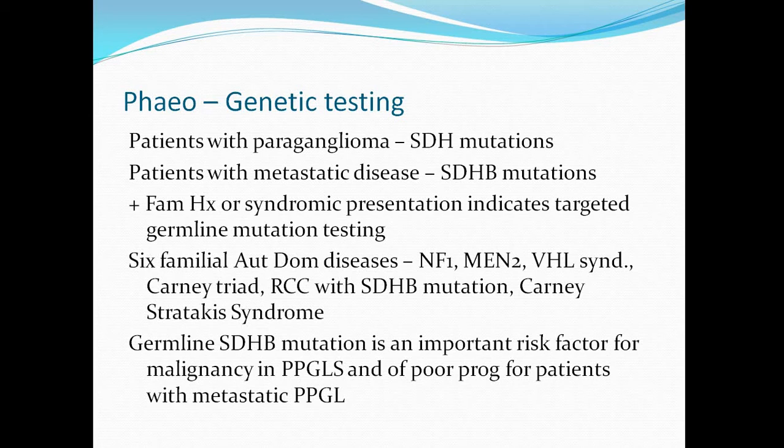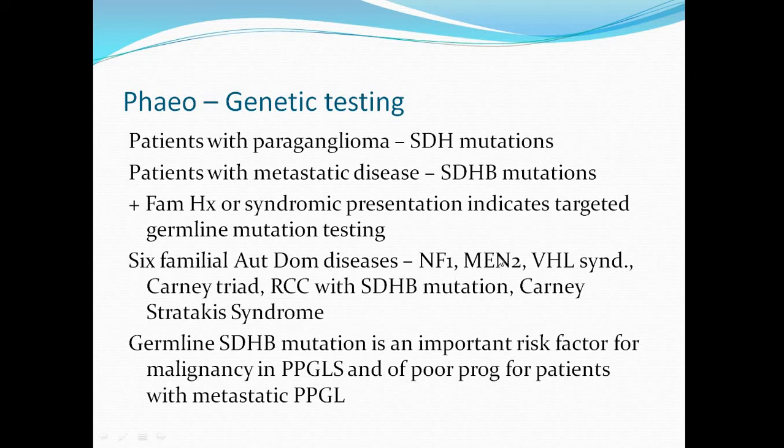So the most important thing I would underline here is patients with metastatic disease. Usually they have SDHB mutations. Then you have six familial autosomal dominant diseases which are associated with phaeochromocytoma. So that should also be kept in mind.